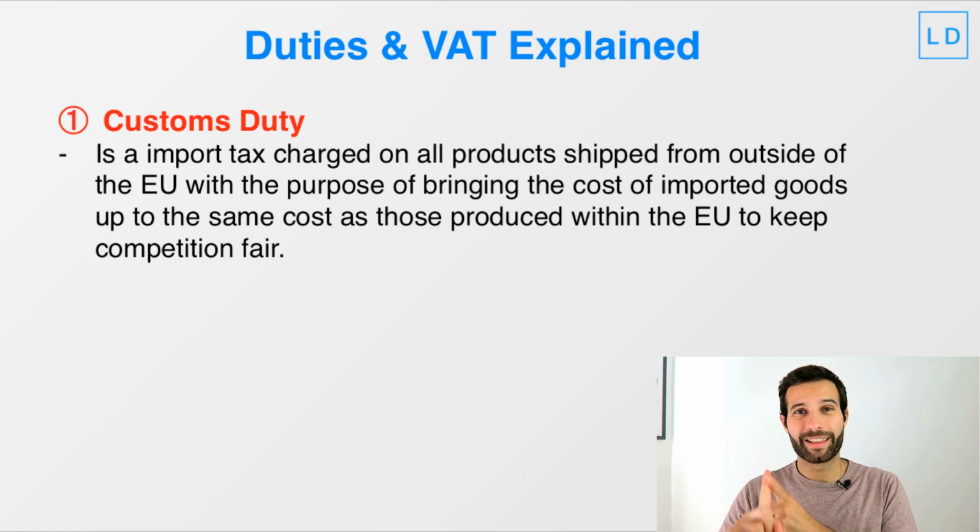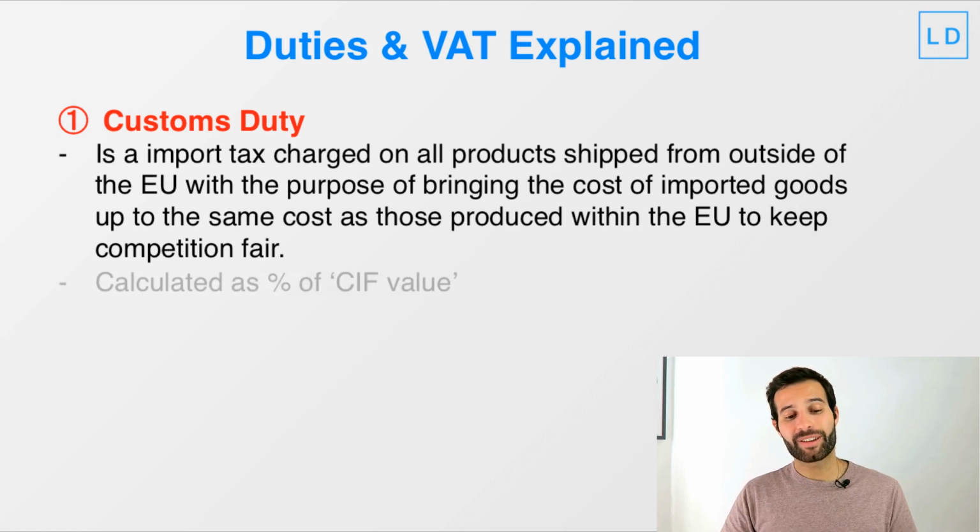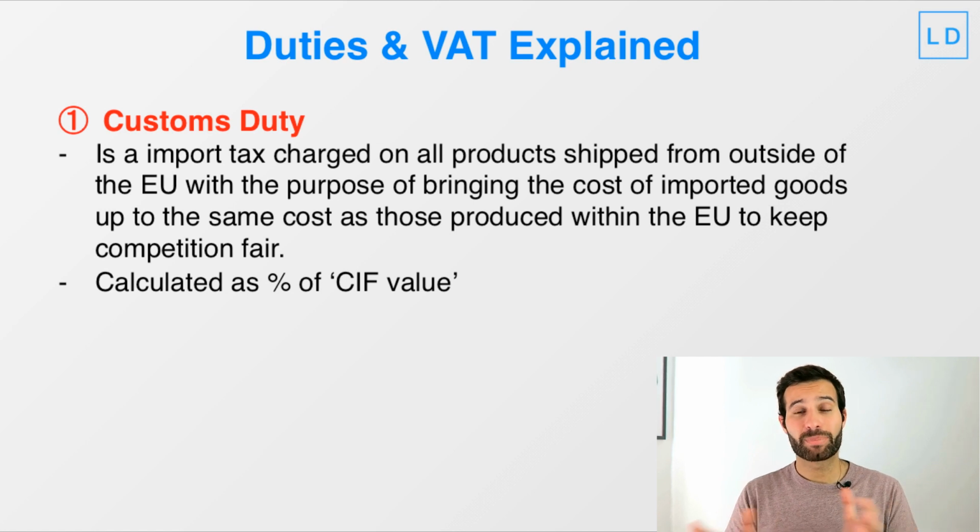Number one, obviously to make the government money, and number two, to try and make the cost of goods imported from countries like China, where the labor cost is a lot cheaper, as close to the cost of buying goods from the EU to make the competition a little bit more fair. Now, when working out how much customs duty needs to be paid, it's calculated as a percentage of the CIF value of the import, and this percentage varies depending on the product type. Now, CIF stands for cost, insurance, and freight, and we'll get onto that a little bit later in the video.